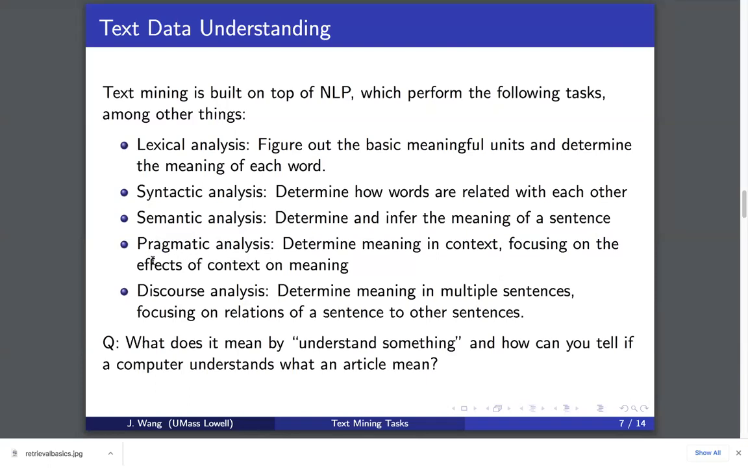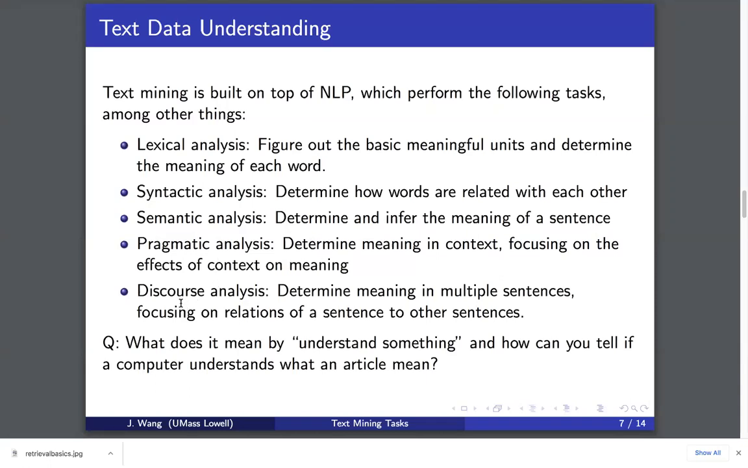And the fourth task of NLP is pragmatic analysis. So this is to determine meaning in context, which is focused on the effects of text on meaning. For instance, when we see a sentence, we want to know what the speaker of that sentence really means, right? So this is pragmatic analysis. So that's harder to do.